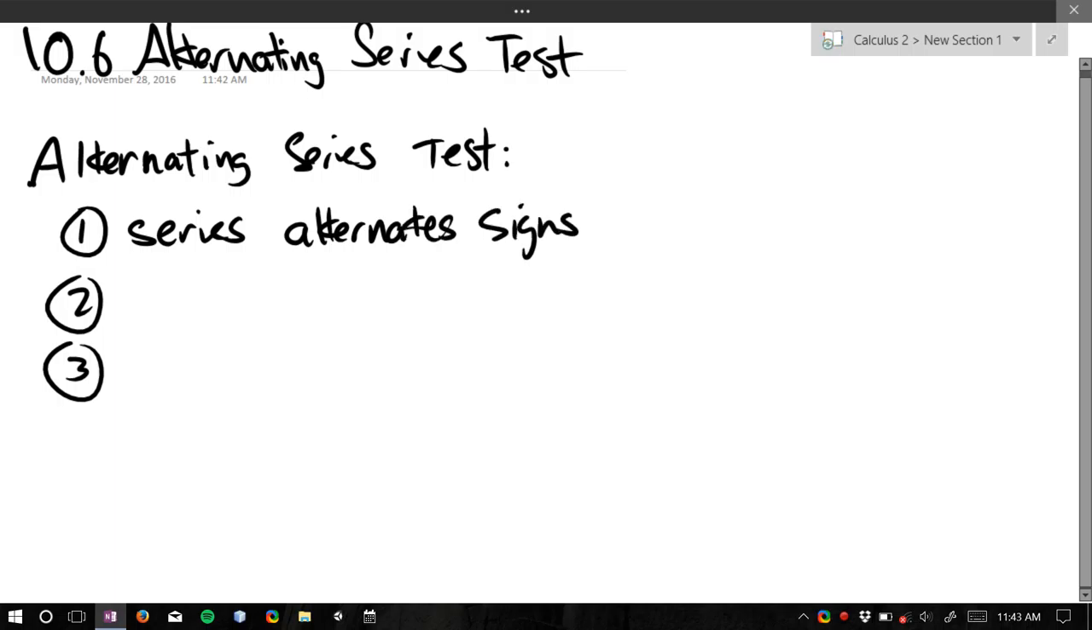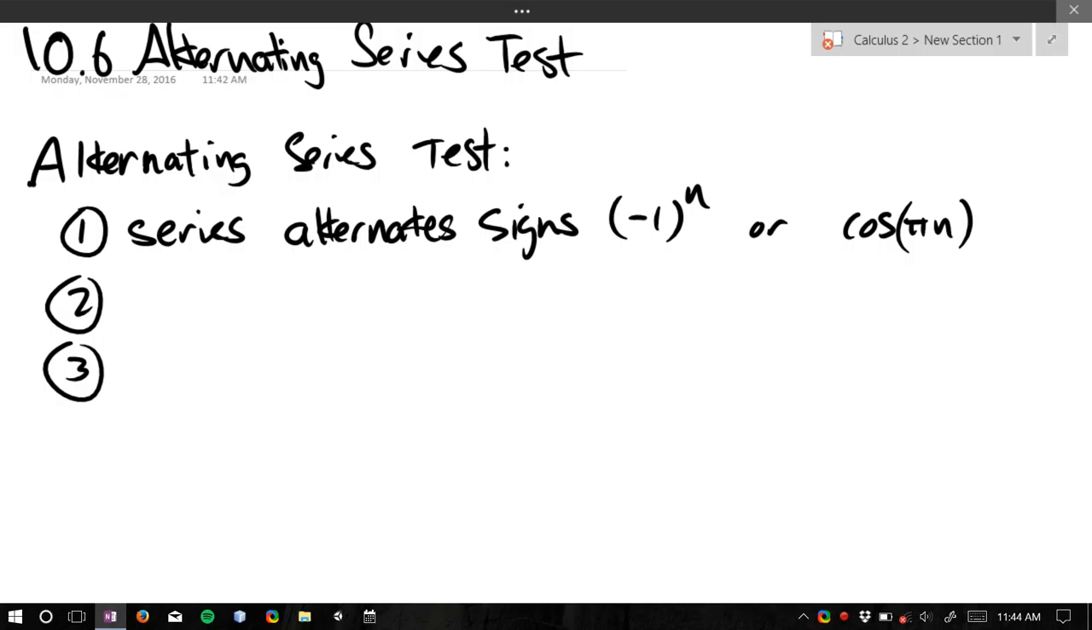There are two sort of giveaways that the signs alternate. One of them is it has negative 1 to the n, or any negative number to the nth power. So that will go positive, negative when n goes even, odd. Another one is cosine of pi n, which is another way to get alternating. So there's two ways to get alternating. All right, so you need an alternating sign.